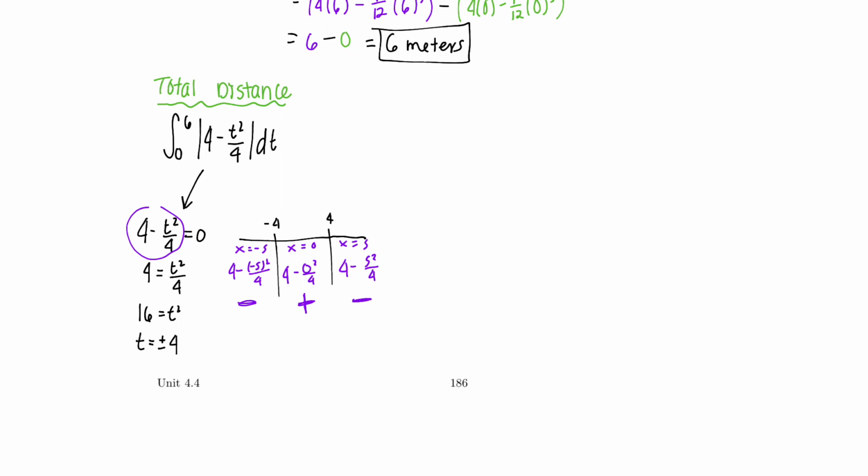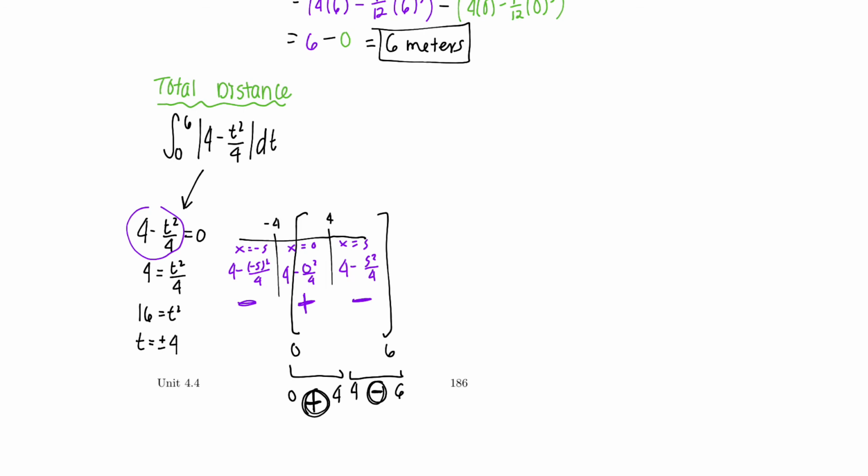Our integral is going from 0 to 6. So we have two different integrals. We have one from 0 to 4, and this one is positive. And then we have a second one that goes from 4 to 6, and this one is negative.